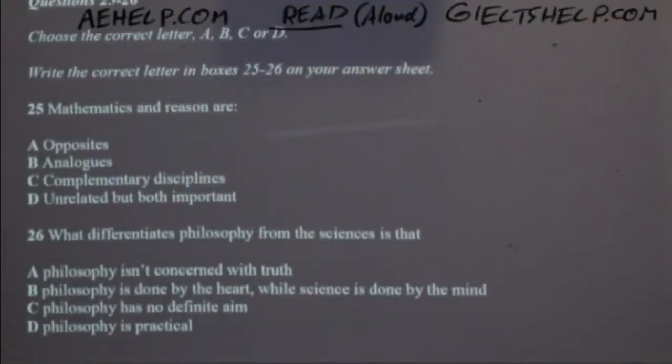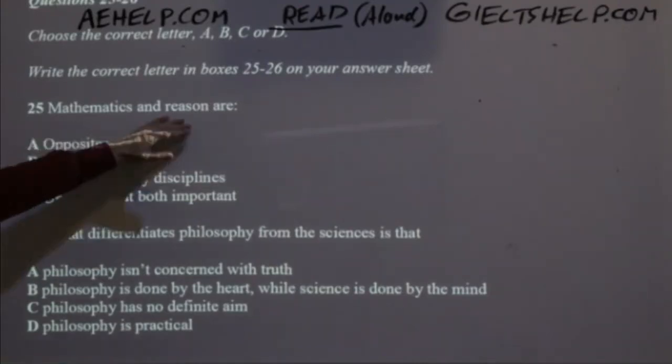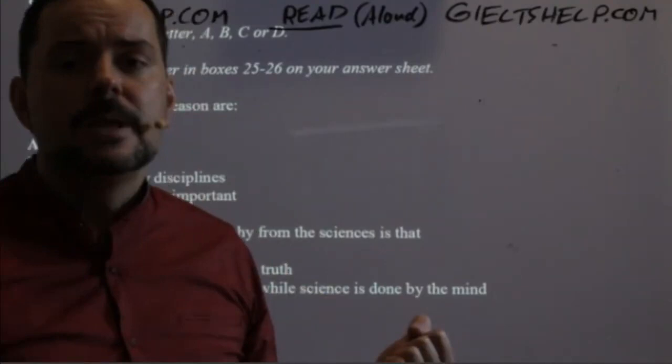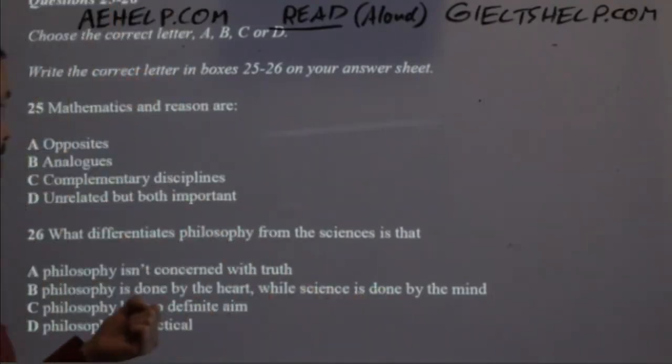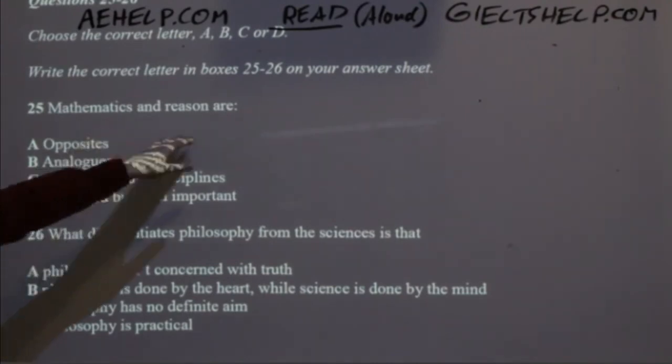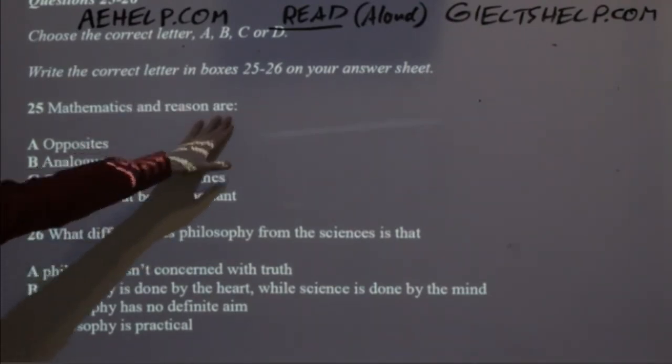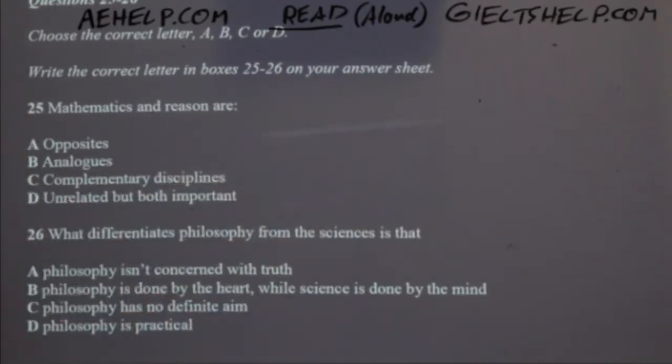Okay, then we have some multiple choice. Multiple choice, you want to do the same kind of paraphrasing in the real test in your mind. Okay, and at home, do it on paper. So mathematics and reason are, arithmetic and logic or discourse are. Okay. All right, good. I'm happy that's better.